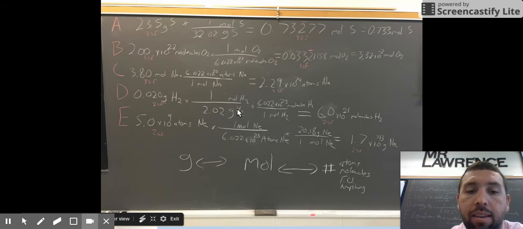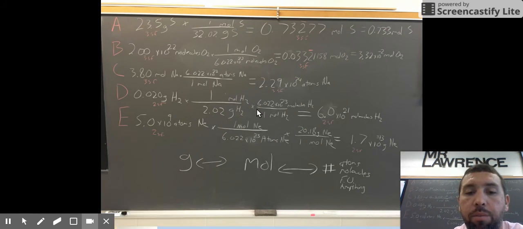But we notice here that since this is a diatomic, I have to double the mass off my periodic table. On your periodic table, it says hydrogen is 1.01 grams per mole. Well, since it's a diatomic, I have to double that mass to get my conversion factor. Then I do step 3. My conversion factor is 1 mole of H2 equals 2.02 grams of H2.